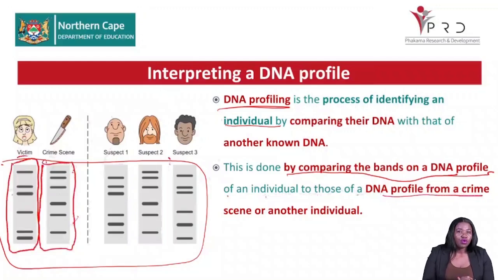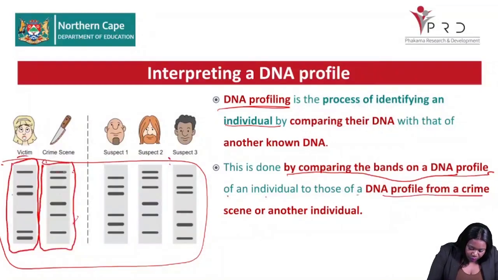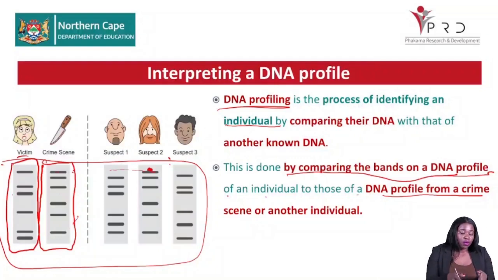Now, we are going to compare the black bands of the suspects to the one from the crime scene, right? So let's start with this one. Now if we align this one, we would see that it matches with suspect 2. So you're going to place a dot on the bar of the suspects that matches with the one from the crime scene. So suspect 2 now has one bar matching, whereas the other suspects do not have any bars matching.